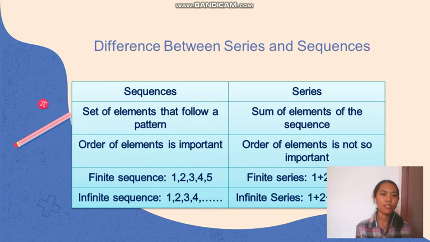Next is the third difference. In sequences, a finite sequence is 1, 2, 3, 4, and 5. But in series, a finite series is 1 plus 2 plus 3 plus 4 plus 5. Next is the last difference. An infinite sequence in sequences is 1, 2, 3, 4, and so on. But in series, the infinite series is 1 plus 2 plus 3 plus 4 plus so on.